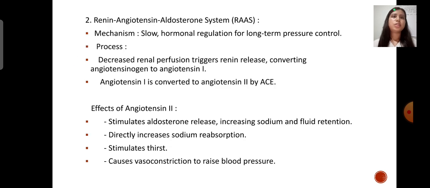Number 2, the renin-angiotensin-aldosterone system, which is also known as RAS. The mechanism is slow hormonal regulation for long-term pressure control. The process is that decreasing renal perfusion triggers the renin release, converting angiotensinogen to angiotensin 1, and angiotensin 1 is then converted to angiotensin 2 by ACE. Then the effect of angiotensin 2 is that it stimulates aldosterone release, increasing sodium and fluid retention, which is directly increasing the sodium resorption, and stimulates thirst, which is causing vasoconstriction to raise the blood pressure.